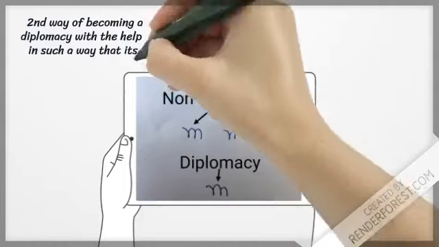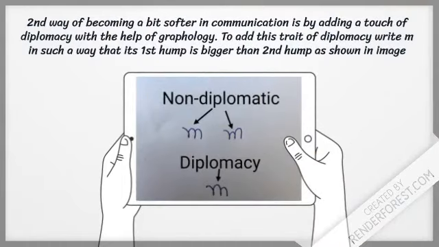The second way of becoming a bit softer in communication is by adding a touch of diplomacy with the help of graphology. To add this trait of diplomacy, write M in such a way that its first hump is bigger than the second hump as shown in the image.